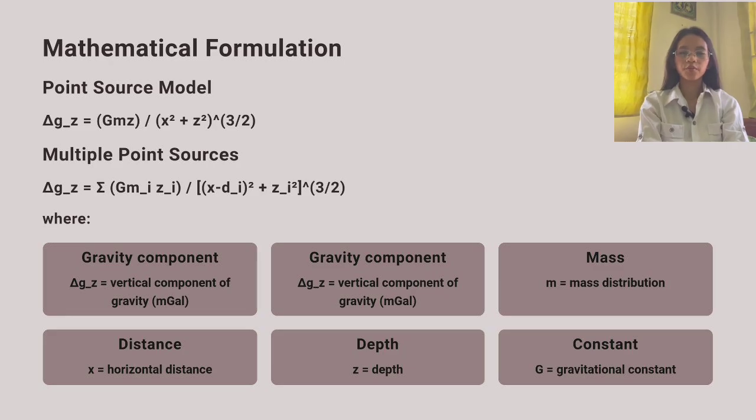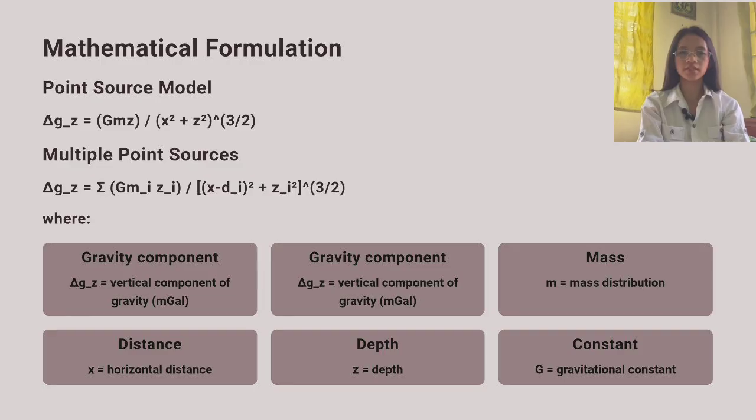For the mathematical formulation, the researchers use gravity equations to relate the mass and depth of subsurface features to observed gravity changes. For a point source, the anomaly is delta G equals the quantity G times M times Z all over the quantity X squared plus Z squared raised to 3 halves. And for multiple sources, the researchers sum their effects. These equations form the basis of both the modeling and interpretation, allowing the researchers to estimate the size and depth of the cavities.